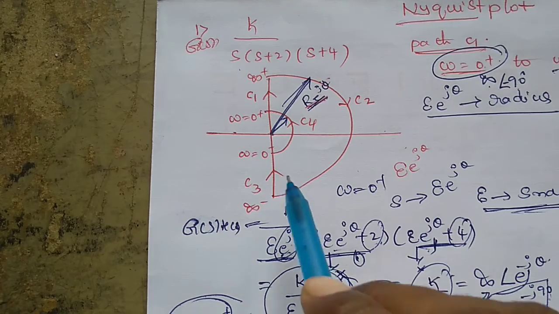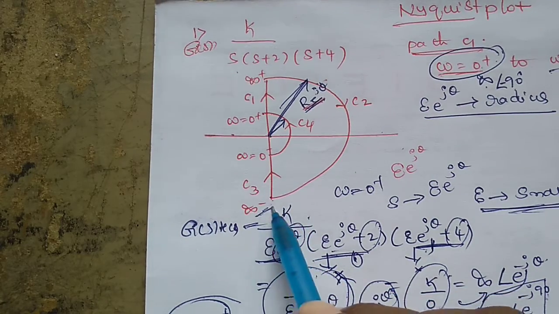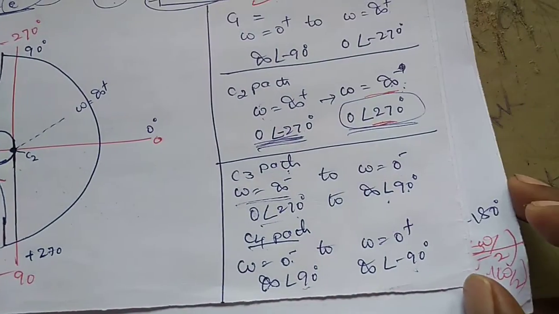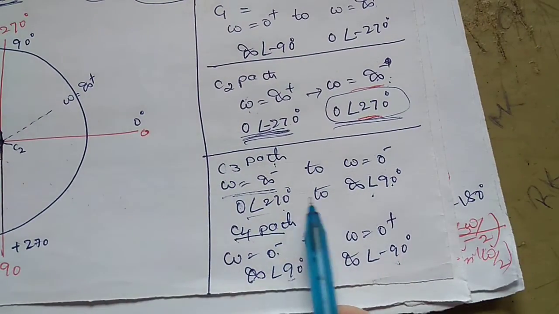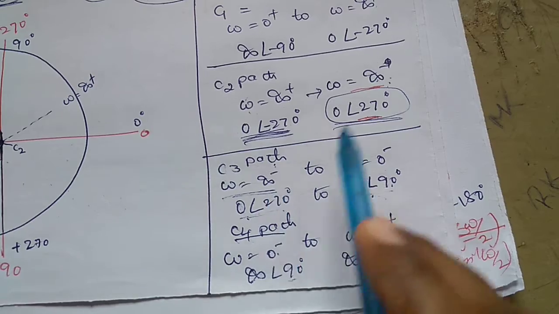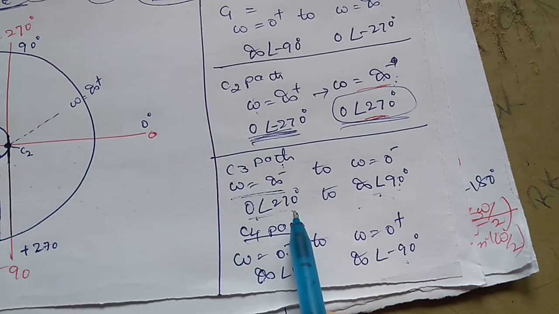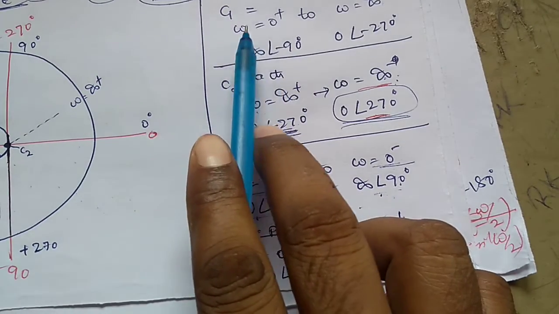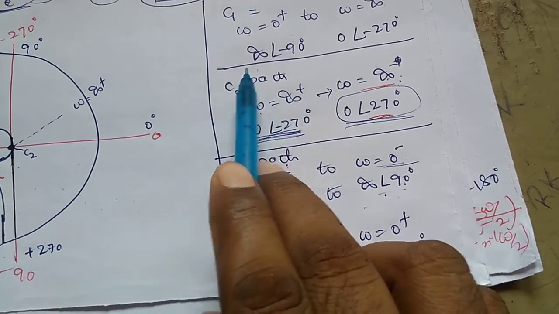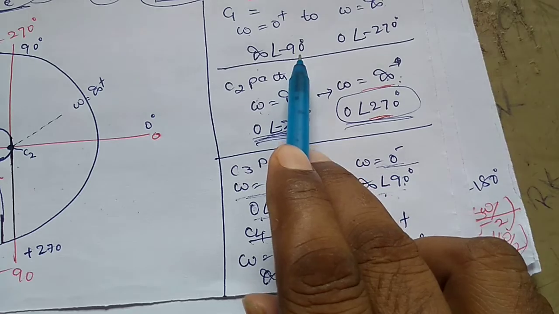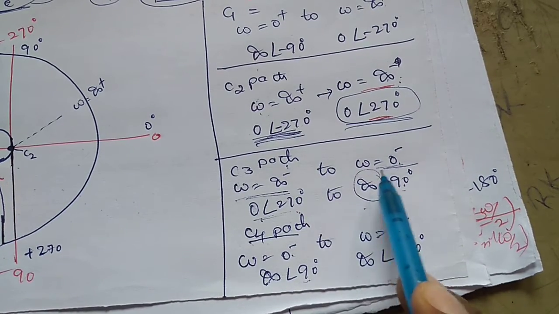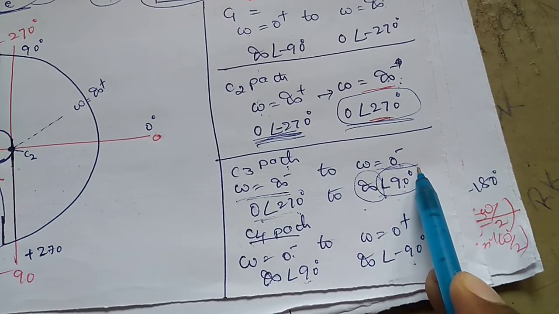Just look at the nature of the plot. Omega equal to minus infinity to omega equal to 0 minus. So then we will get the trajectories for the C3 path. Omega equal to minus infinity is 0 at an angle 270. Then omega equal to 0 minus. As we know, for omega equal to 0 plus, magnitude is infinite, angle is minus 90. But here at 0 minus, magnitude is the same. We have to change the angle, it is plus 90.